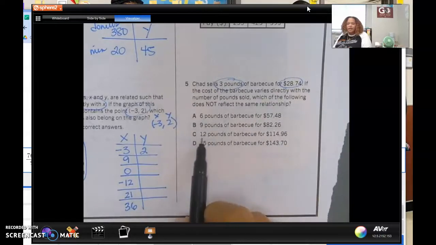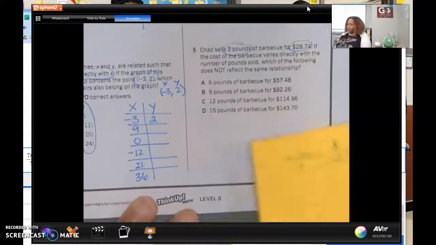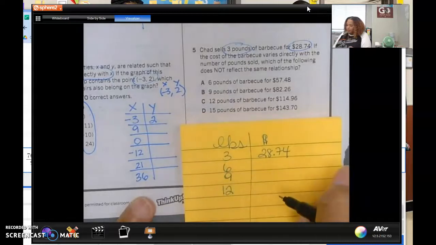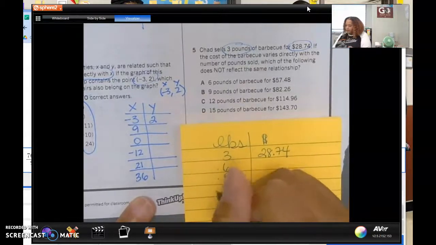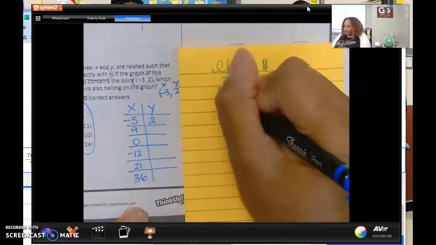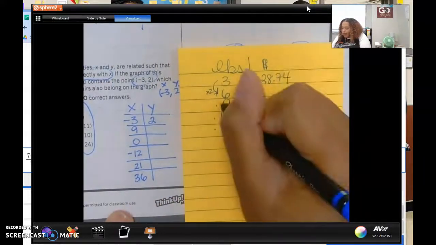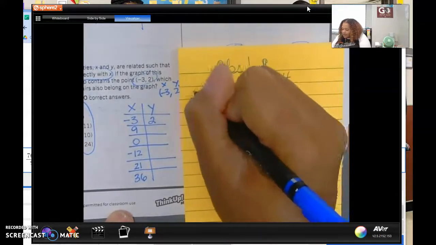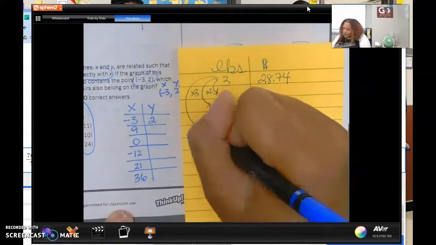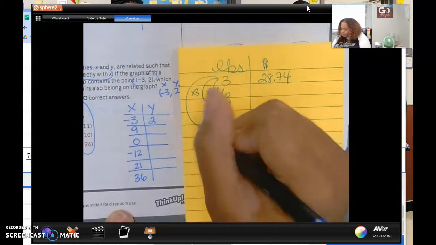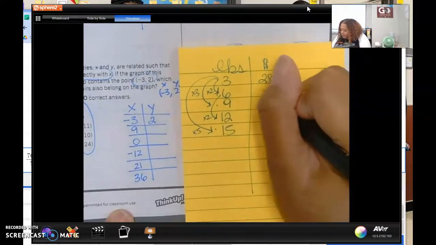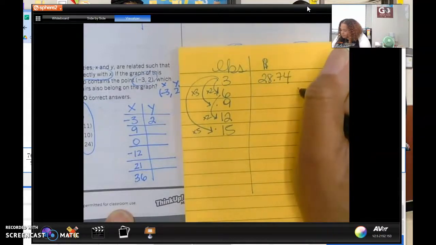So I need 6, 9, 12, and 15 pounds. All of these are multiples of 3. So I'm going to take 3 times 2. I could take 6 times 2 here, and then 3 times 3 here, and 3 times 5 here. So I'm going to take 28.74 times 2.